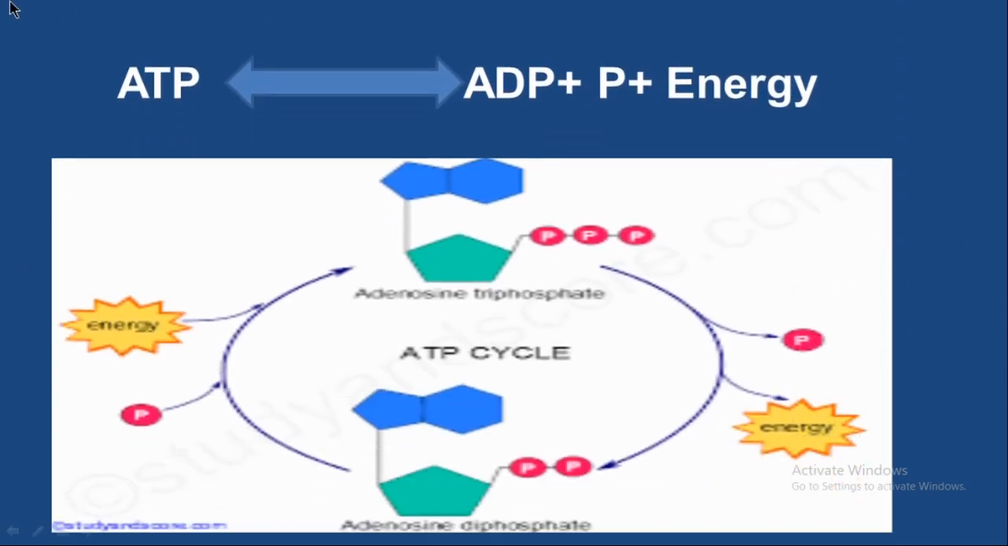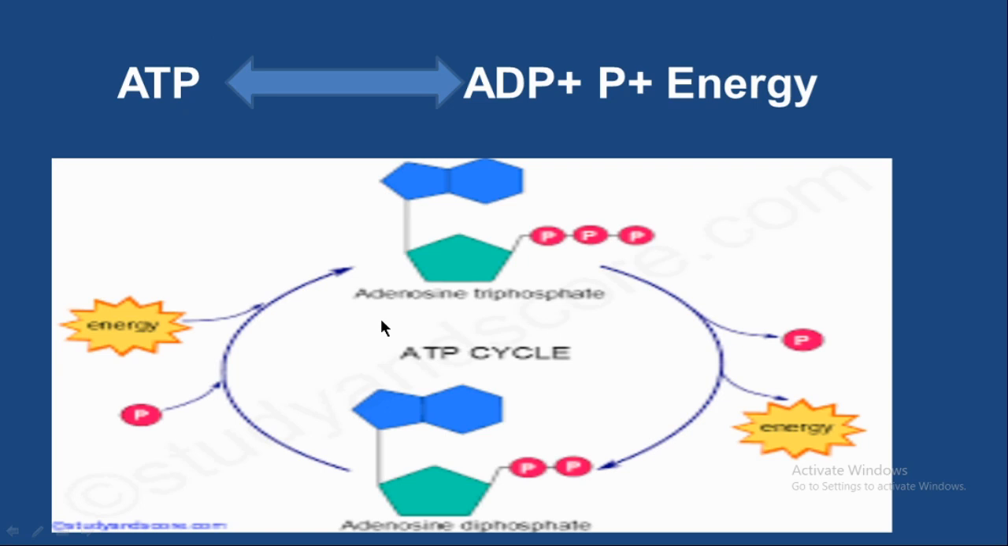So when ATP is hydrolyzed in water in the presence of the ATP synthase enzyme, what is produced? ADP plus phosphate plus energy. Adenosine triphosphate is converted into adenosine diphosphate, 2 phosphate groups, because 1 phosphate is released, plus 1 phosphate plus energy. So it's a bidirectional process. When ADP plus phosphate plus energy are combined together, ATP is also produced.